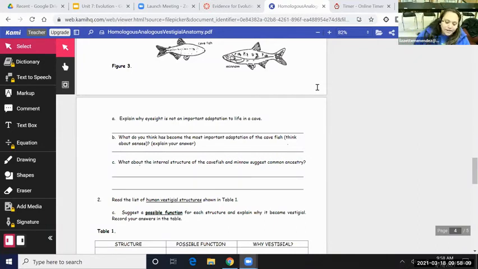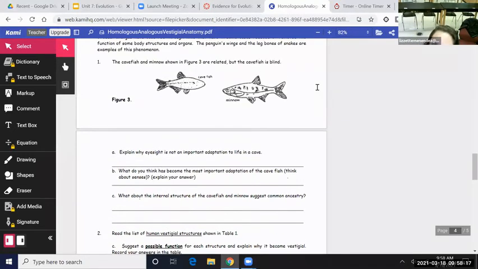And then the last one, what about the internal structure of the cavefish and minnow suggest common ancestry, that they are related? So tell me, what about the structure, remember the anatomy of these two fish? What tells you that they are related or similar? So that's number one.